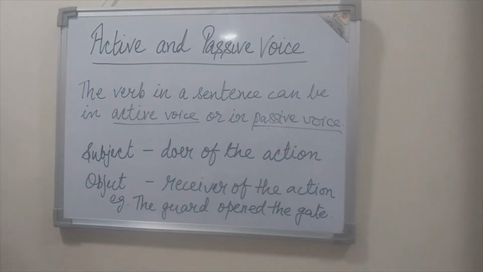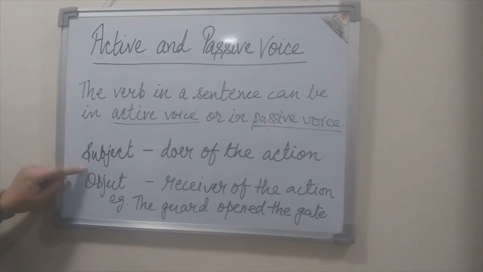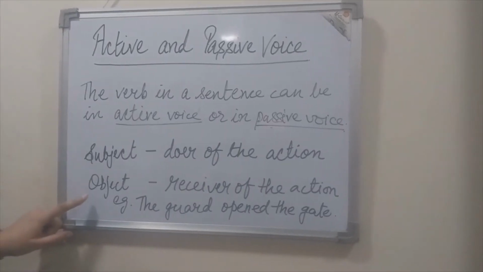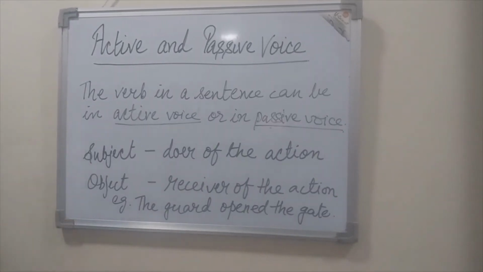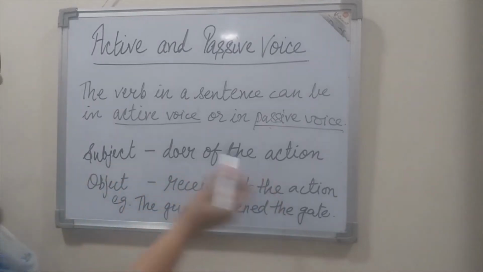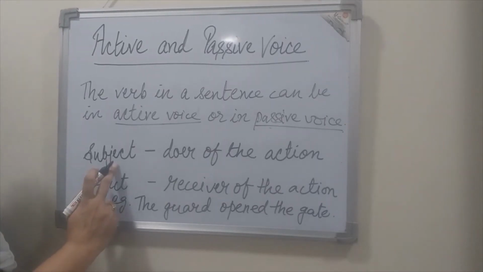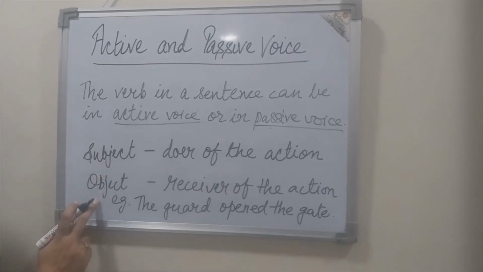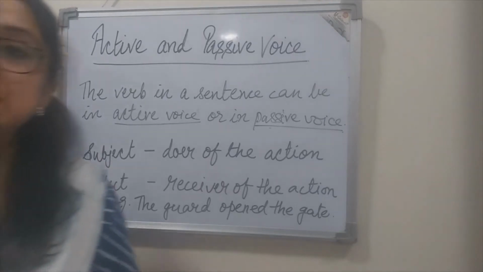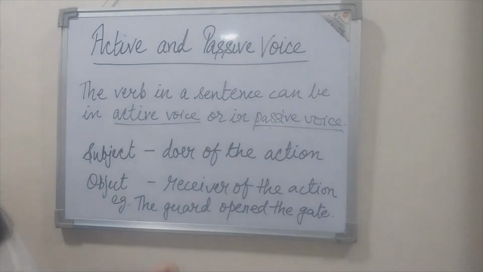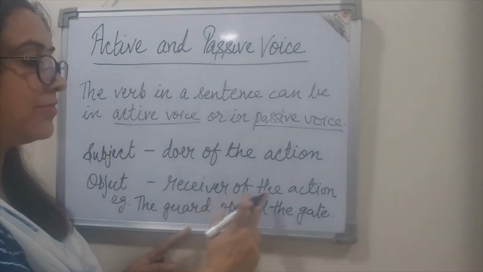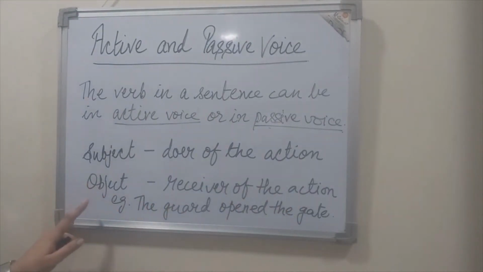Now, every sentence has a subject and an object. So who's the subject? The doer of the action, that is the person or whoever is performing the action is the subject. And what is the object? Whoever is receiving the action, right? So the receiver of the action is the object.